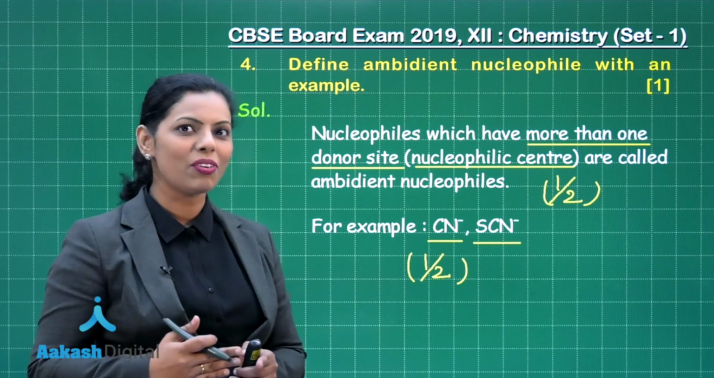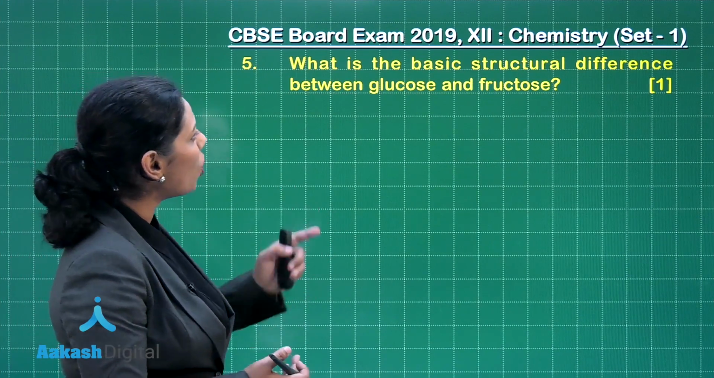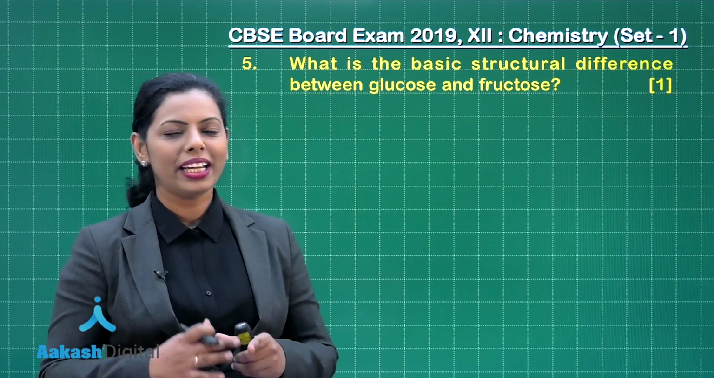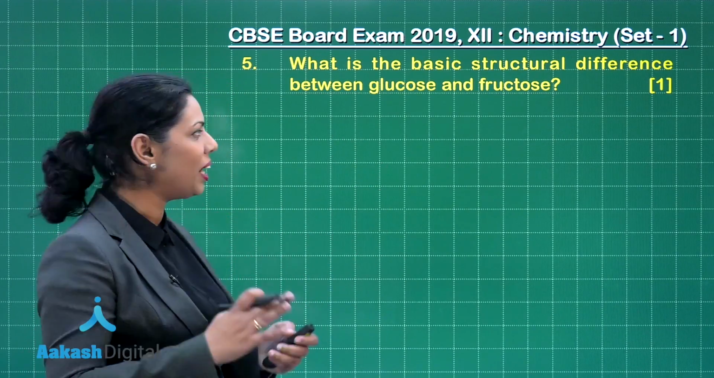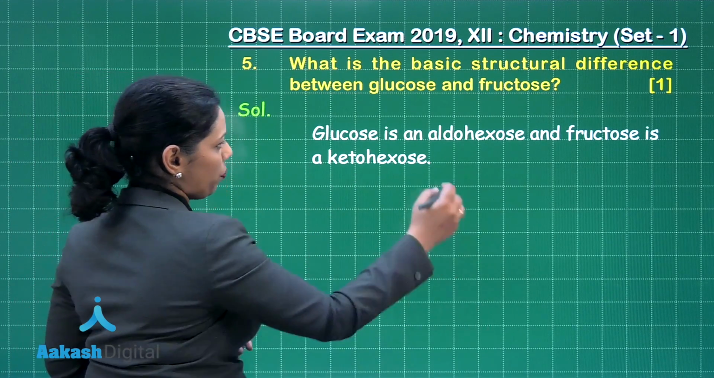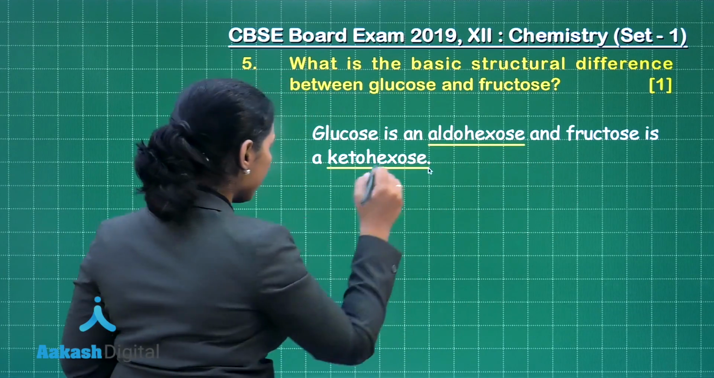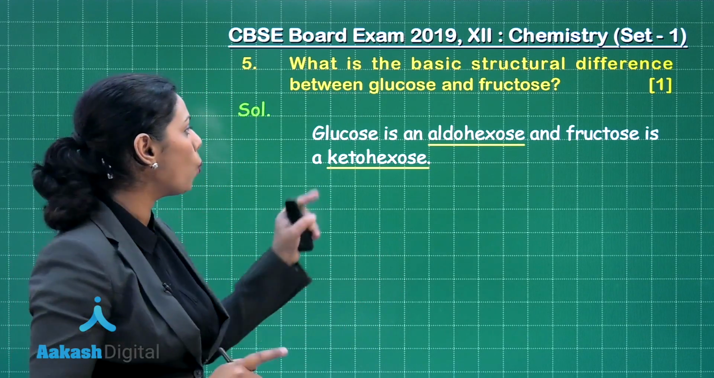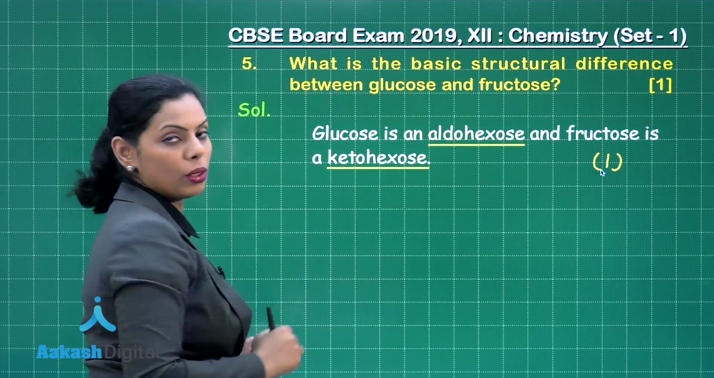After this, it's the turn for the next question. Now here is question number 5 of section A. What is the basic structural difference between glucose and fructose? It means you have to differentiate glucose and fructose on the basis of their structure. Simply you can answer this: glucose is an aldohexose. This is the key term, you should write it, and fructose is a ketohexose. If you write this, you will obtain 1 mark. So I'll just write here the 1 mark that you will obtain for this particular question.